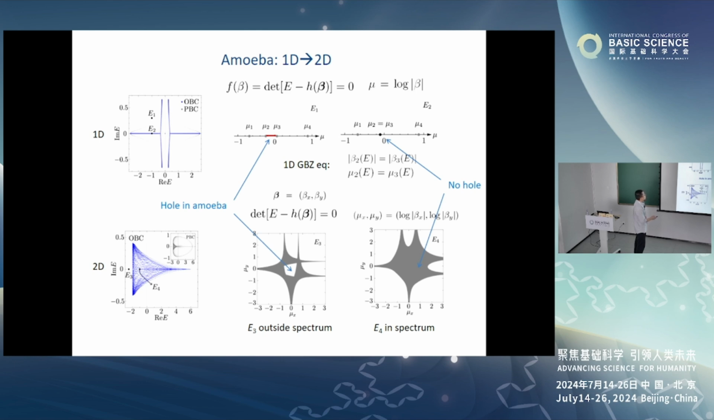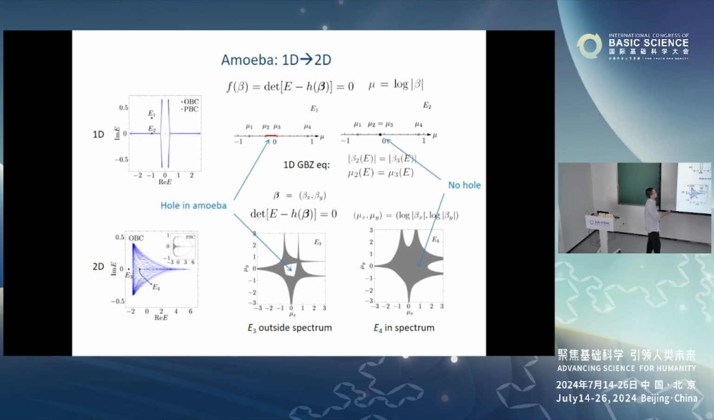So with this, we calculate the amoeba of the 2-dimensional model. We find that, given the energy, we can compute the amoeba. But we find that whenever the amoeba has a hole inside, then this energy does not belong to the energy spectrum of the open boundary condition. So for example, for this E4, which belongs to the energy spectrum, there is no hole inside the amoeba. But if the energy is outside the energy spectrum, like this E3, then there is always a hole inside.